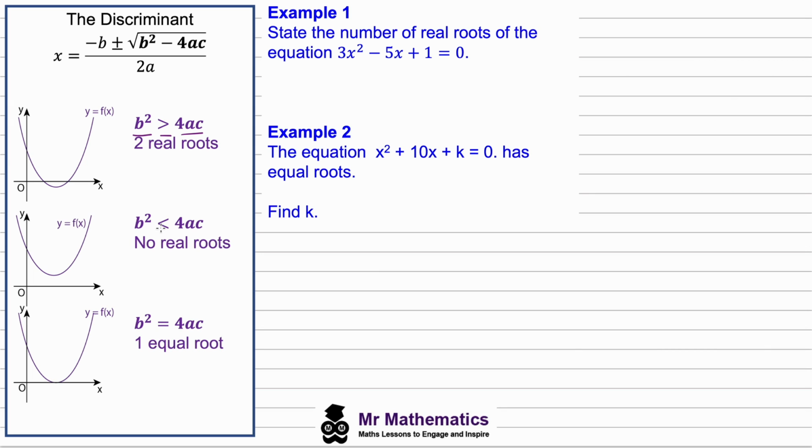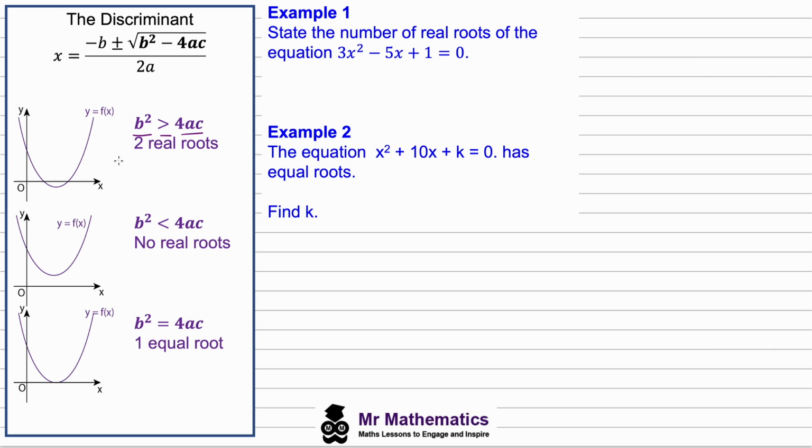If b squared is less than 4ac, well then you've got a bigger number subtracted from a smaller number, so the square root will be of a negative, and because we can't square root a negative, we'll have no real solutions. And the other case is when b squared is equal to 4ac, then we'll have one number take away itself, so we'll have a square root of 0. So then we'll just have one solution, okay?